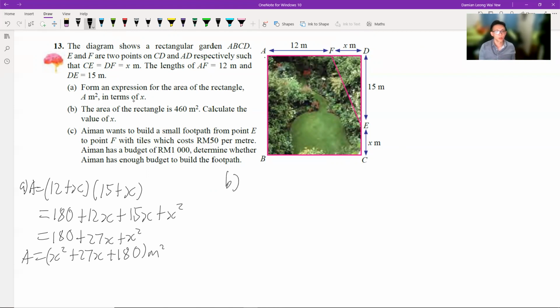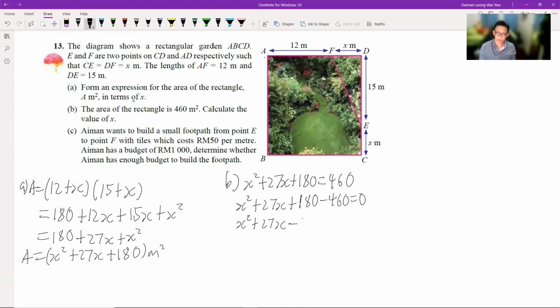Part B, the area of the rectangle is 460 meters squared. To calculate the value of x, I can take the quadratic expression here equal to 460. Bring over 460, plus becomes minus. So x squared plus 27x minus 280 equals 0. Then I factorize.